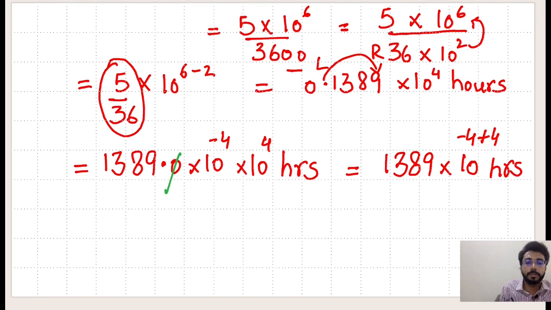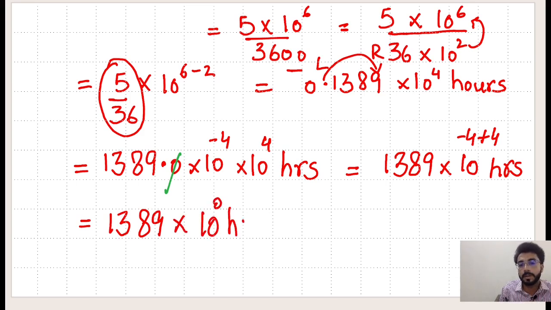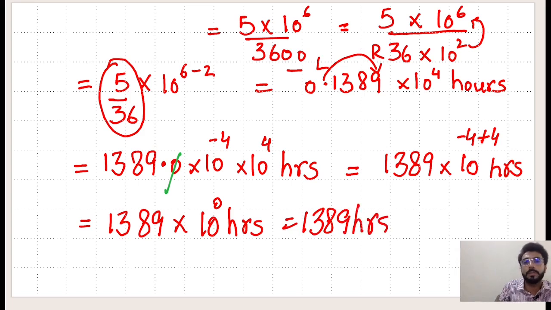It will become 1389 into 10 raised to power 0 hours. It will be 1389 hours approximately. This is our final answer in hours. This is our answer in approximately, A double P dot in approximately.